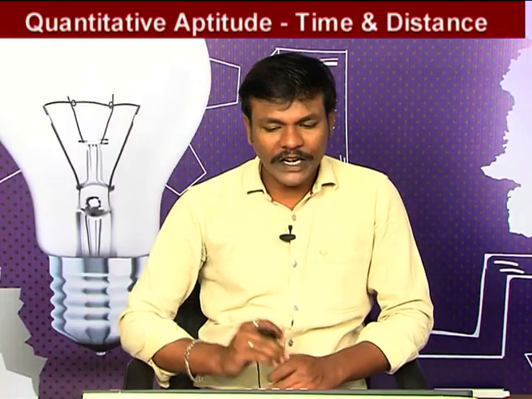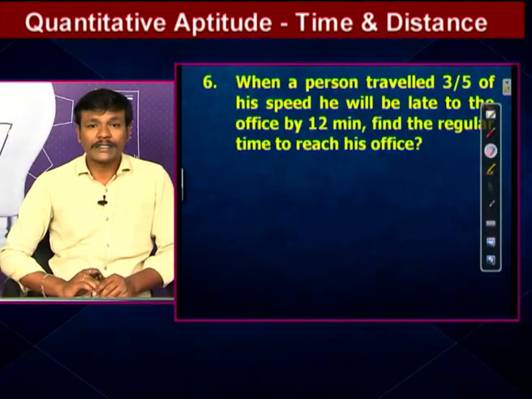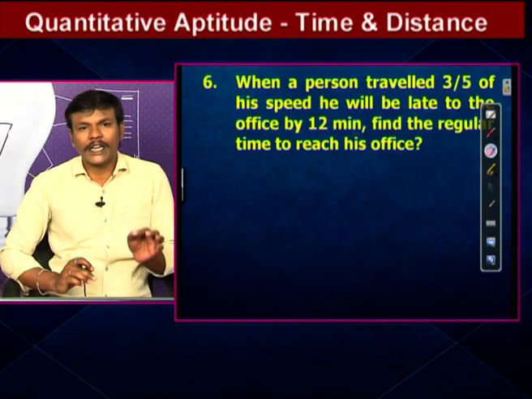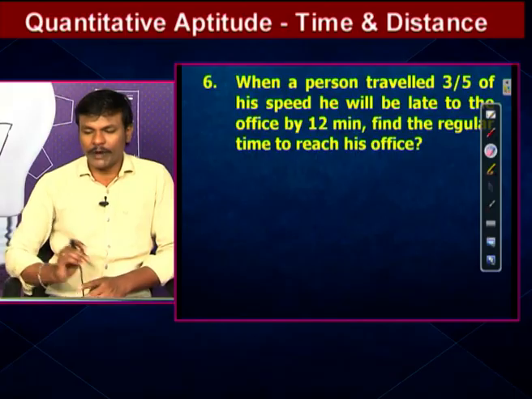When a person travelled at 3 by 5 of his speed, he will be late to the office by 12 minutes. Find the regular time to reach his office. Okay, see this, simple. It is another application of speed to time. What is the speed to time? A person travelled at 3 by 5 of his speed, he will be late to the office by 12 minutes.